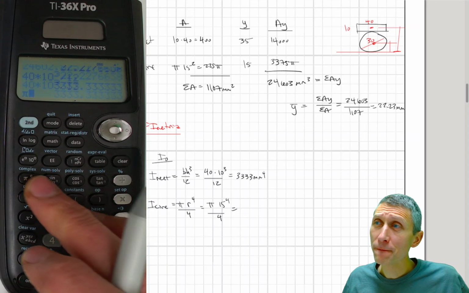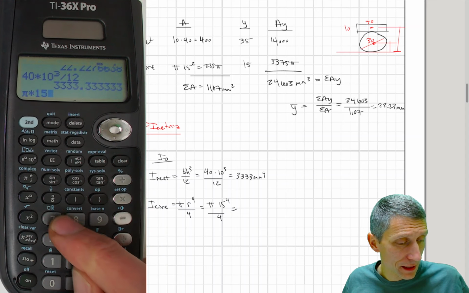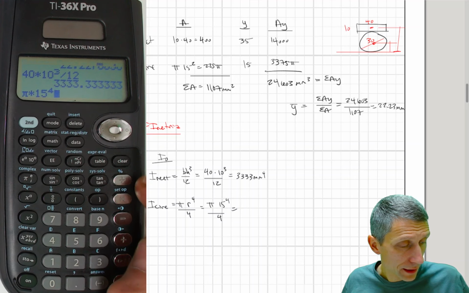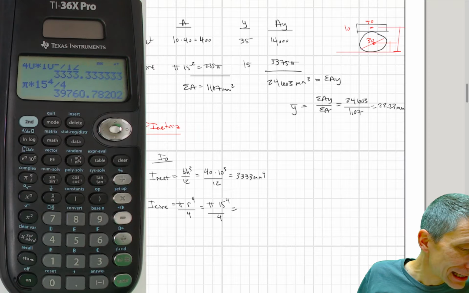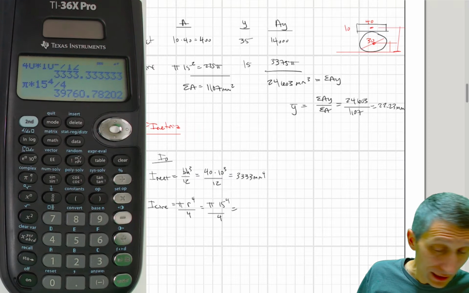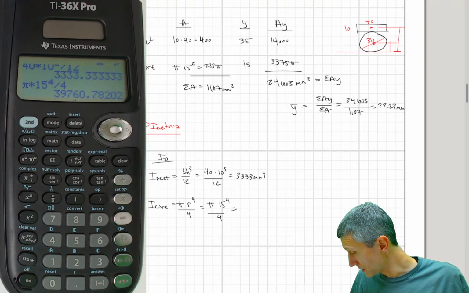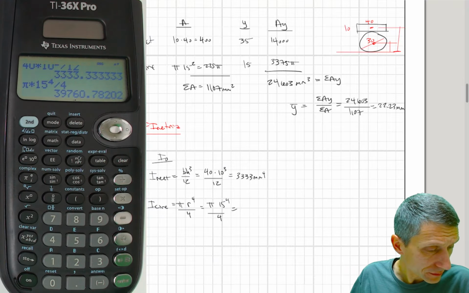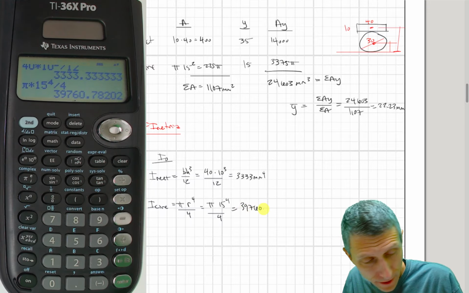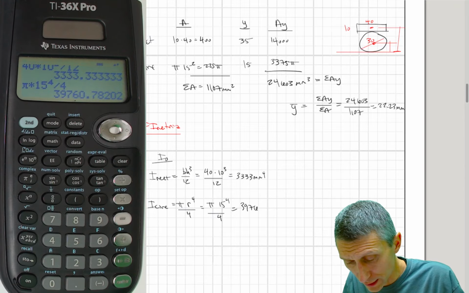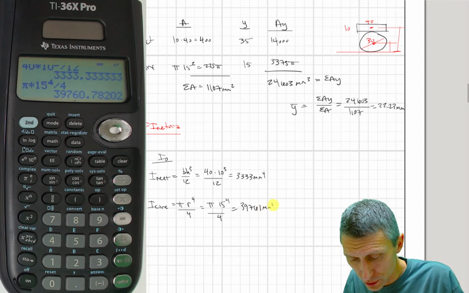Pi times 15 to the fourth divided by 4 is going to be 39. That's kind of big, isn't it? That seems kind of big. Let's go with it. 39,760. Or I'm sorry, 761 millimeters to the fourth.